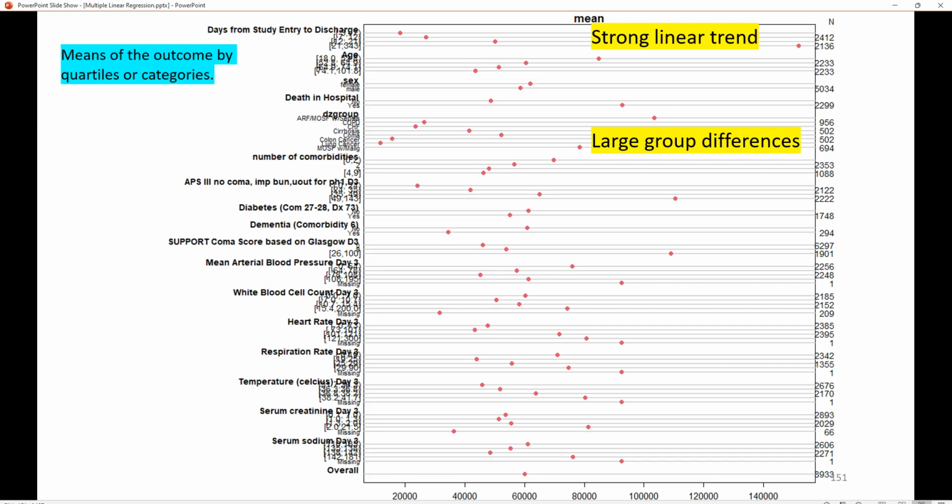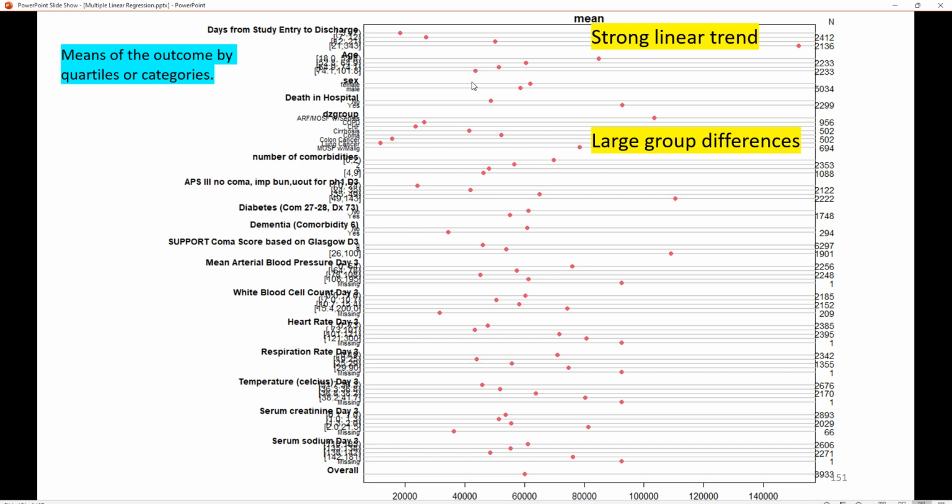So we'll begin with looking at descriptives, and these are the means of the outcomes by quartiles or categories. For example, when we look at days from study entry to discharge, the length of stay, we see a strong linear trend. For every quartile, the mean for that quartile is indicated by that red dot. So for each of those four quartiles, we see that as the length of stay increases, so does the cost. And that's a strong linear trend.